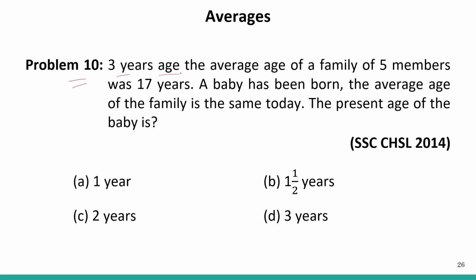So 3 years ago, the average age of a family of 5 members was 17 years. So the cumulative sum is equal to what? 5 into 17. Then a baby has been born and the average age of the family is the same today. So the present age of the baby is what? Is it 1 year, 1.5 years, 3 years, 2 years or what? Let's see the proper answer. Which among these 4 is actually the correct answer? This question has appeared in the SSC CHSL 2014 paper.